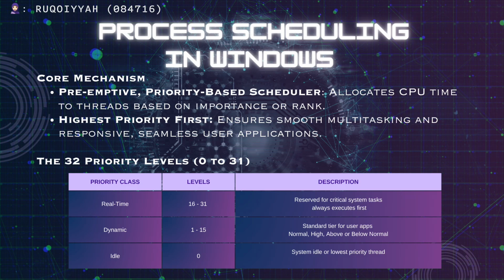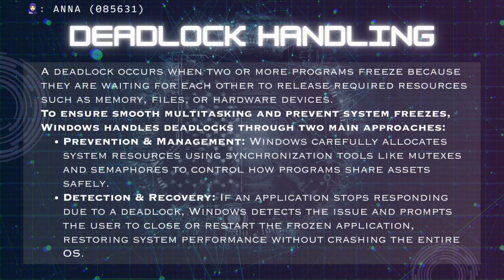The second is dynamic, which is level 1 to 15. It is the standard tier for user applications. The last one is idle, which is level 0. Threads only run when the system is not busy with other tasks, for example screensavers and background maintenance. If a higher priority real-time thread becomes ready while a lower priority thread such as dynamic is running, the lower priority thread will be preempted. And I will be explaining about deadlock handling.